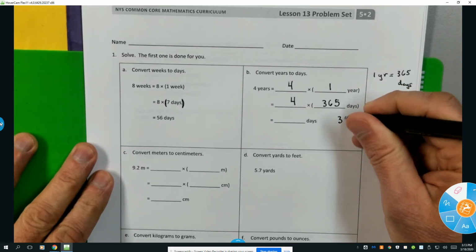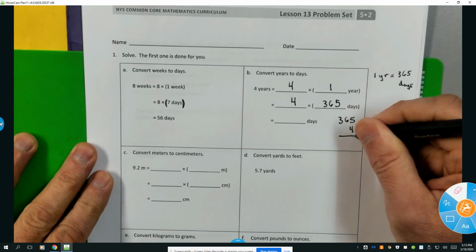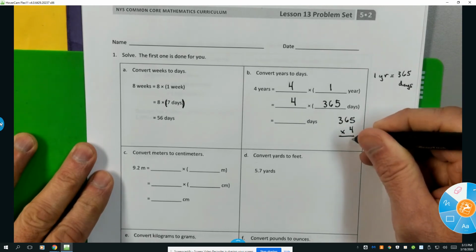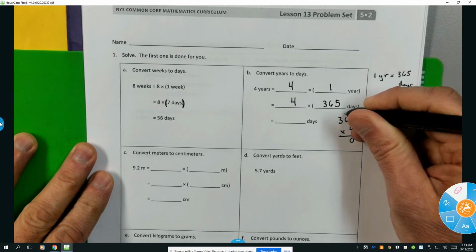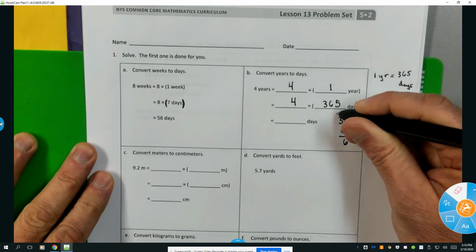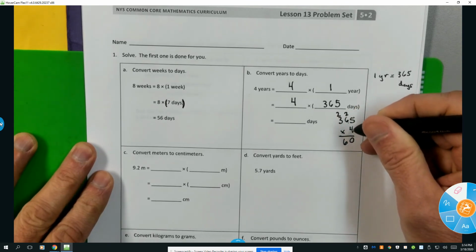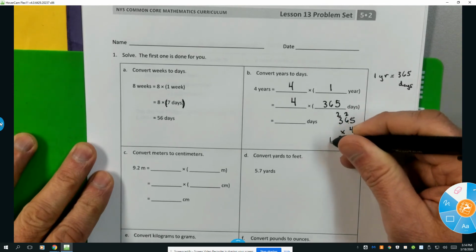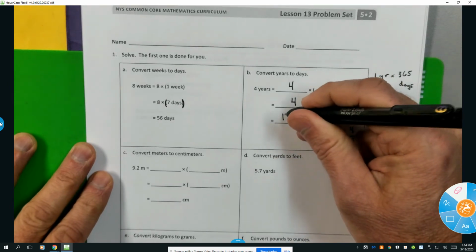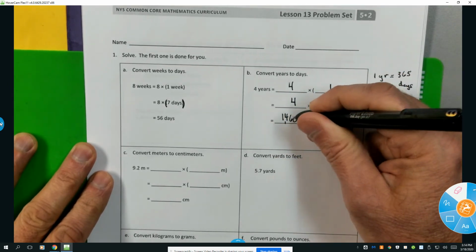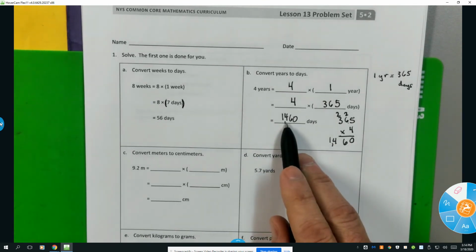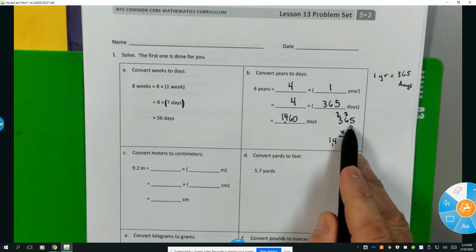So here's 365 times 4. 4 times 5 equals what? 20. Put down the 0. Carry the 2. 4 times 6 is 24. Plus 2 more is 26. Put down the 6. Carry your 2. Now you just do 4 times 3 is 12, and 12 plus 2 is 14. Therefore, 4 years is 1,460 days. Now, if you were checking that, you would take 1,460 divided by 4, and your answer should be 365.